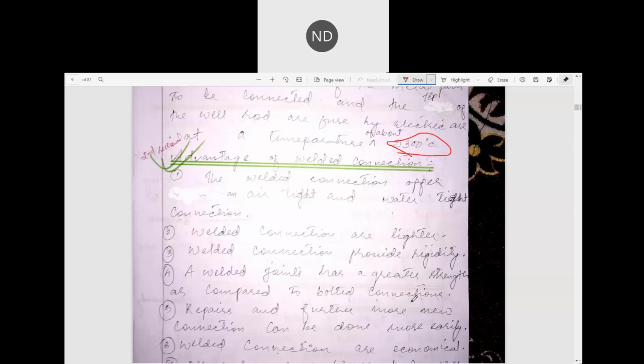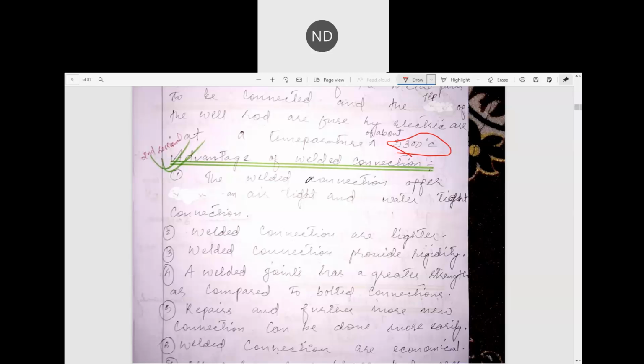So next week when I come and take a class, we'll be going thoroughly with the welded connections. That means we'll look at how we can find out the strength of the welded connections, the length of these welded connections, and how to design. So these are your basics. Advantages and disadvantages we are discussing now.